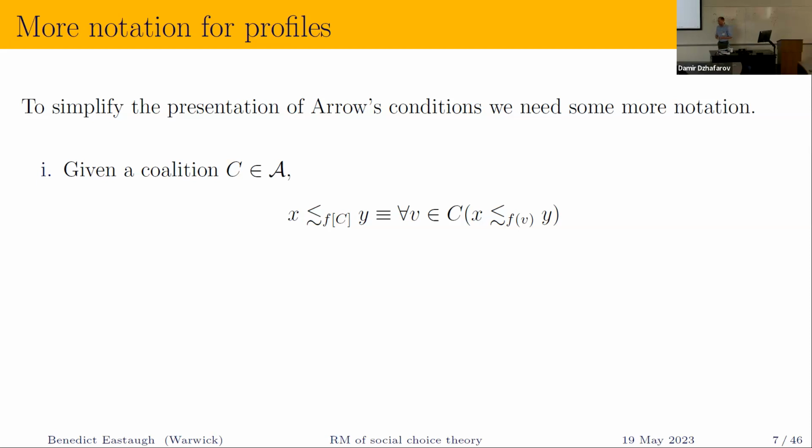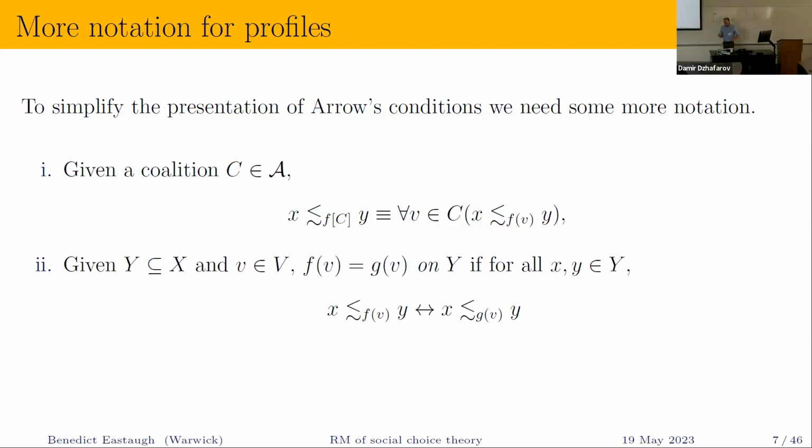But basically, given a coalition, so some set of voters, we say that X is at least as preferred as Y by the coalition C under the profile F if and only if, and then we just have the definition. So we're just thinking of this relation as being induced by the set given by the function. And then if we have two profiles and two alternatives, or perhaps more generally just some set Y of alternatives, then if the two profiles agree when they're restricted to those alternatives, we just say that F is equal to G on that set of alternatives.